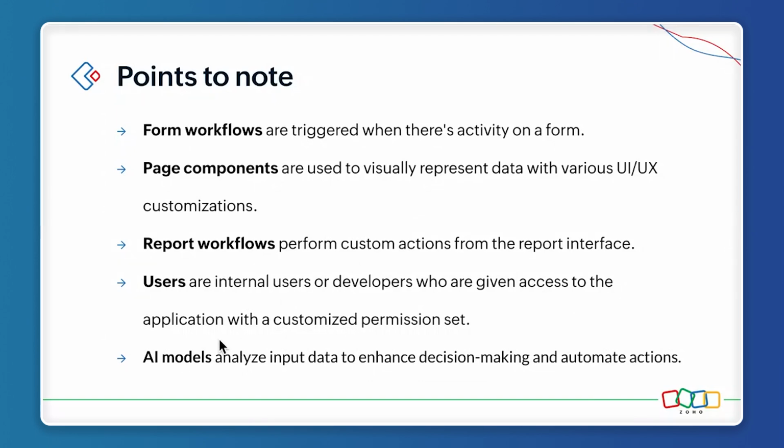Then the AI models. Whenever you use an AI model, it will help you to enhance decision making and automate several actions within the application, right? So these are a few of the features. Apart from this, we have also used many more features within the application, right? So this is all about today's session.